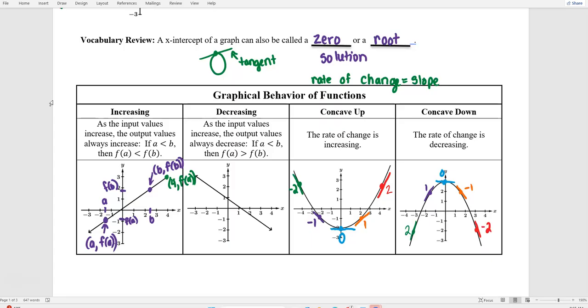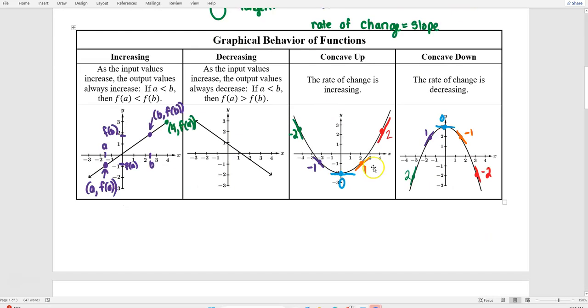So my rate of change is decreasing in that case. 2, 1, 0, -1, -2. Those numbers are decreasing, right? So this is going to be a big thing, and I love it because it sets us up so well for calculus. Whenever you get to calculus, we're going to learn even more about how this works. All right?